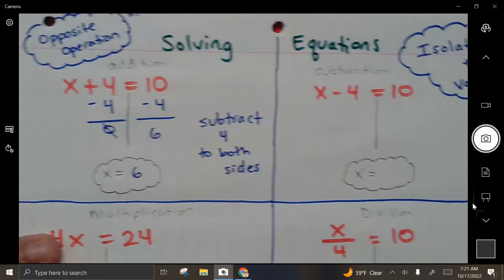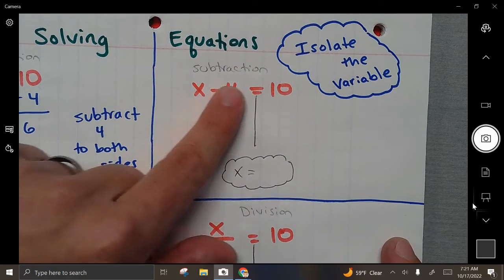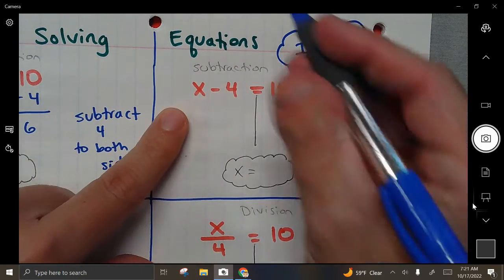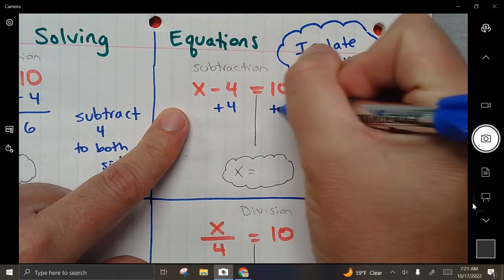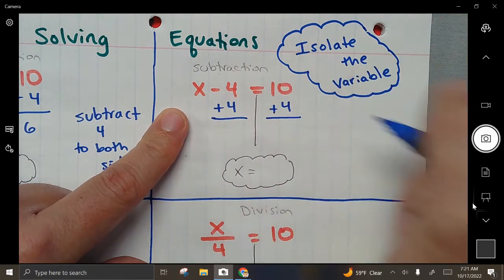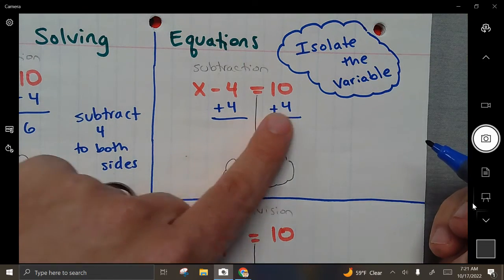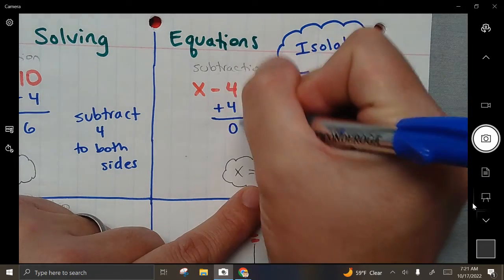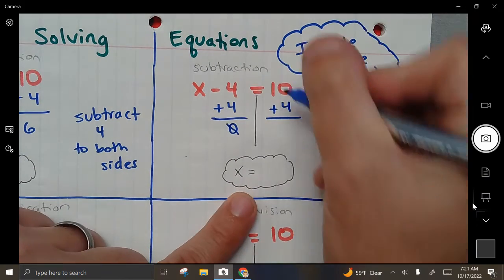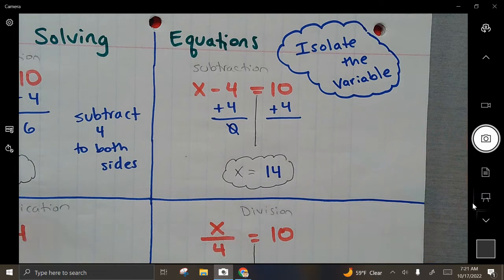We're going to go ahead and look at this side. It's a subtraction, so we're going to do the opposite of subtraction. We're going to go ahead and add 4 to both sides, okay? Add 4 to both sides, 10 plus 4. Well, hold on, this gets to be 0, right? Negative 4, positive 4. 10 plus 4, 14.